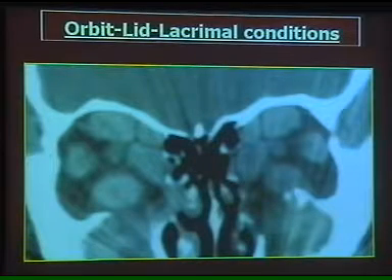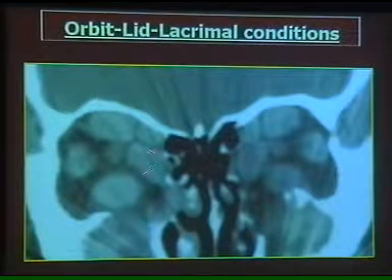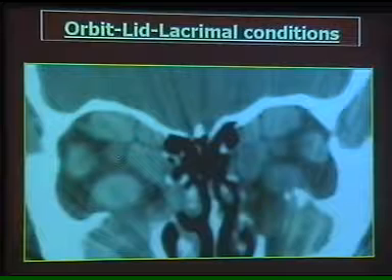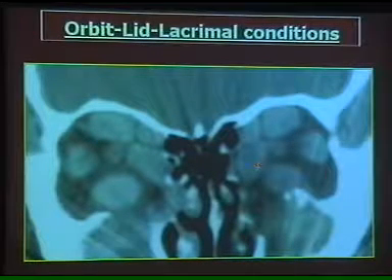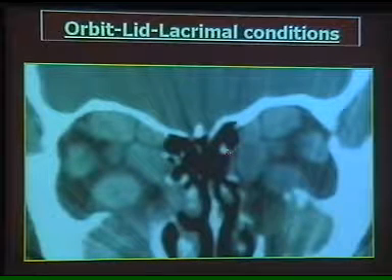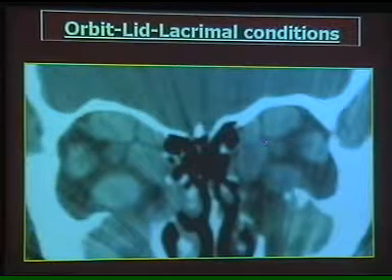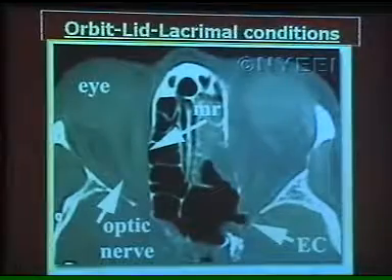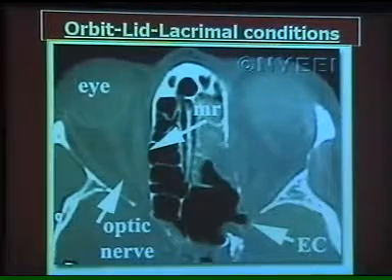Now, this is another view. This is a coronal view. You can see this is the optic nerve, and all the four muscles are grossly swollen, including the levator palpebrae superioris as well. So, this is the typical CT scan feature of thyroid eye disease.